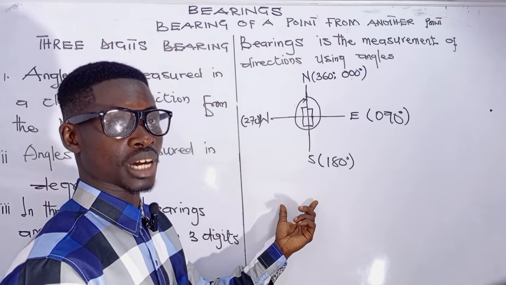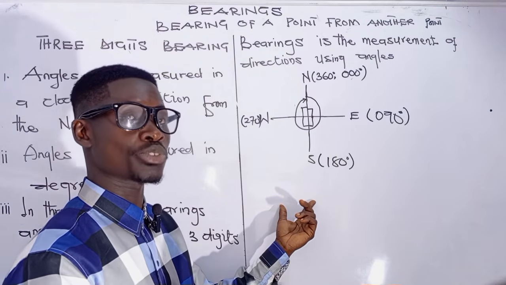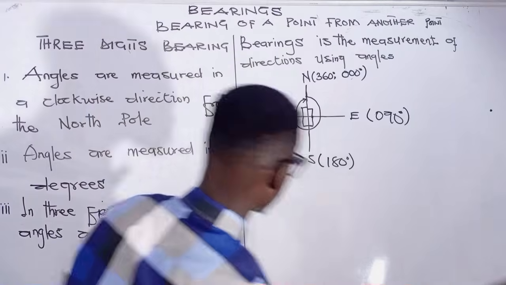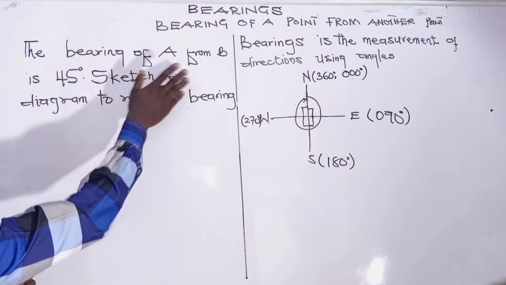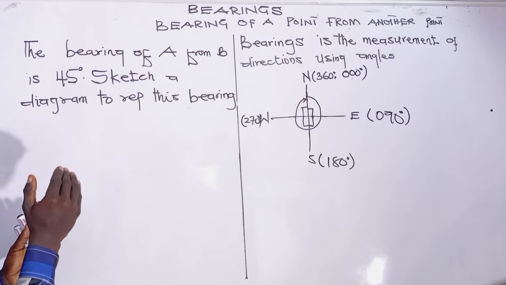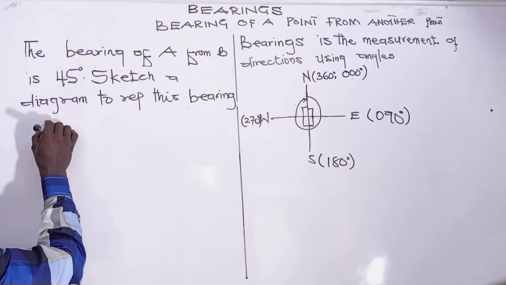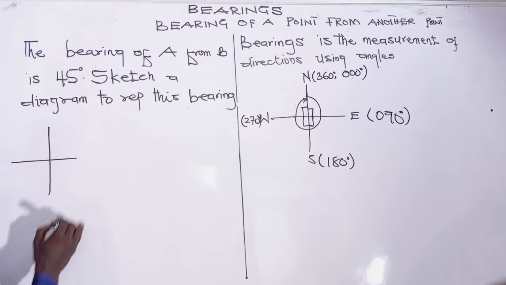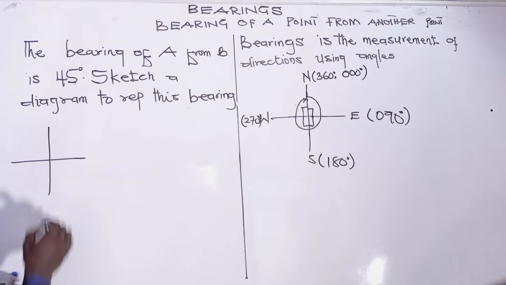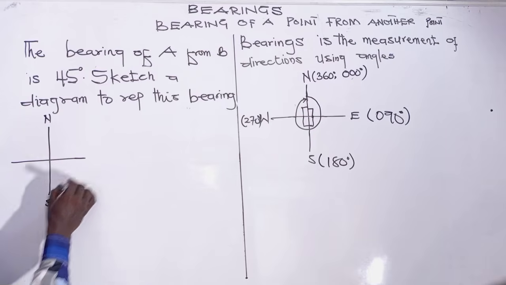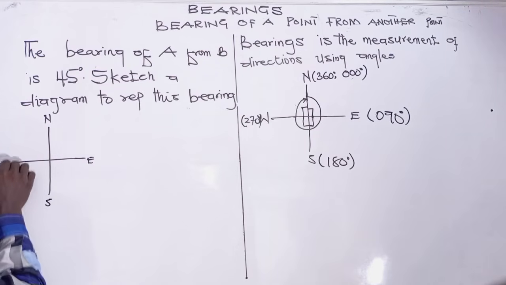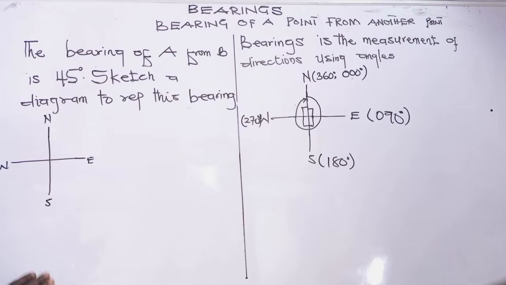So now that we know this, let's look at how to sketch a simple diagram to represent bearing. The bearing of A from B is 45 degrees. We want to sketch a simple diagram to represent this bearing. So this is a simple bearing. The first thing that we are to do is to draw our cardinal points, north, south, east, and then west. So we know that these are north, these are south, these are east, and then these are west. We said that in bearing, we start measuring from the geographical north in a clockwise direction.